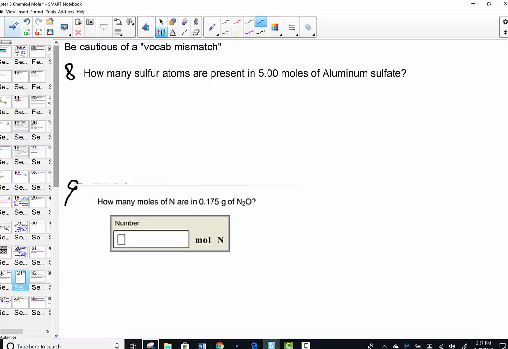I'd like to model some from your homework, so you might want to keep these. You'll see these on Sapling.